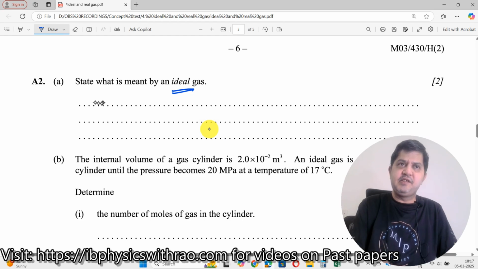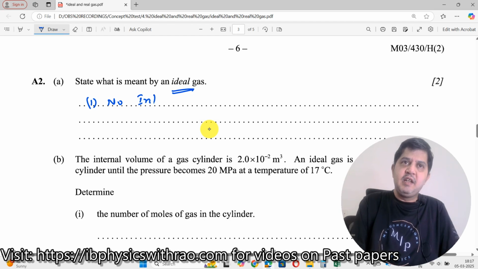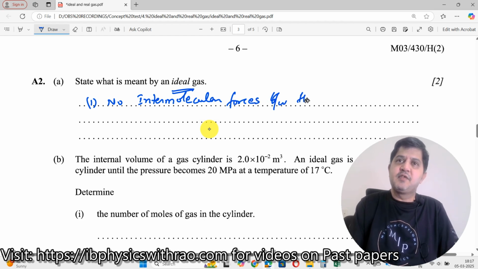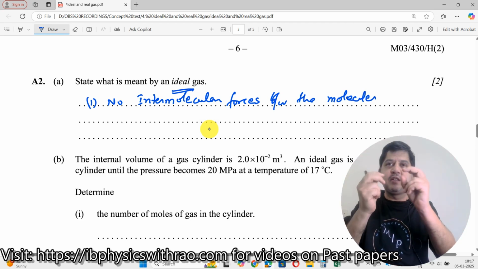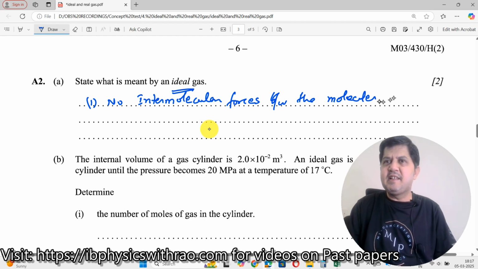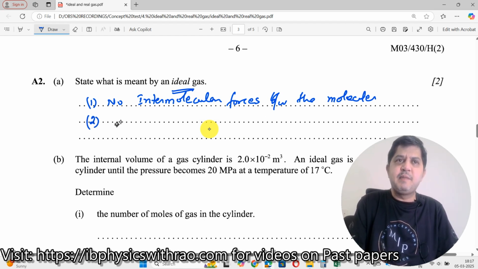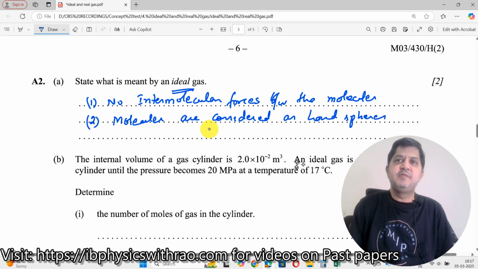Ideal gas means the first thing that you can say here is that there is no intermolecular forces between the molecules. That means the molecules do not stick to each other. Okay, that's what you can say. You can also write, the second point, maybe molecules are considered as hard spheres. You can write this.